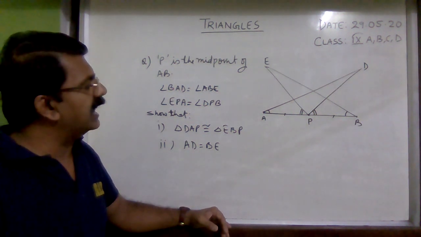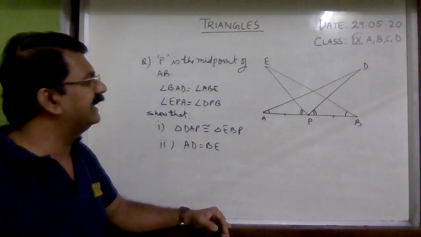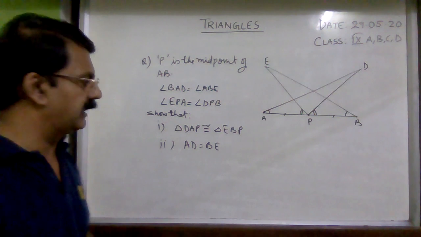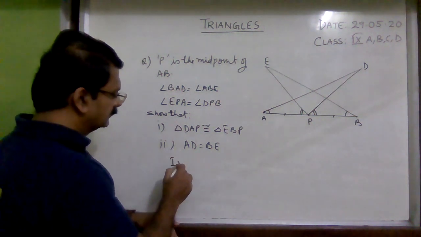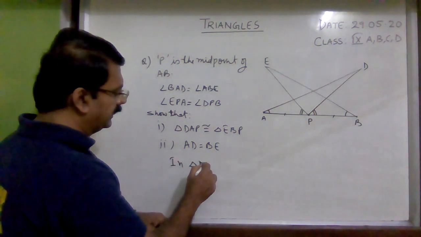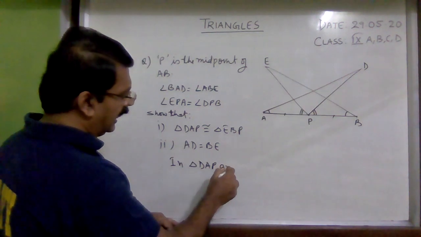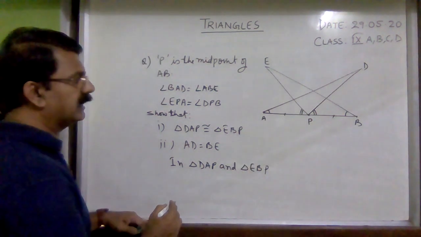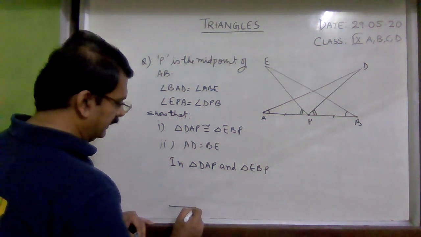So the triangles are DAP and EBP. So first of all, we'll make the two triangles separate. In triangle DAP and triangle EBP. So you simply make the two triangles separately.